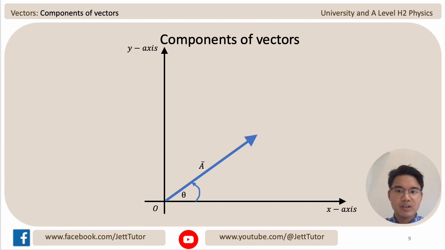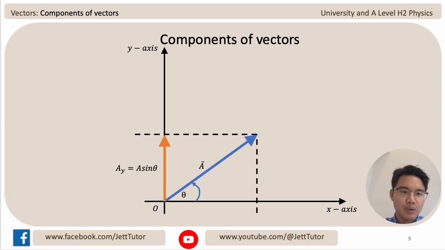Components of vectors. Let's say we have a vector A in the xy plane. How can we write vector A in x and y components? By trigonometry, ay equals A sine theta, ax equals A cosine theta. Therefore, vector A equals ax in the x direction plus ay in the y direction.